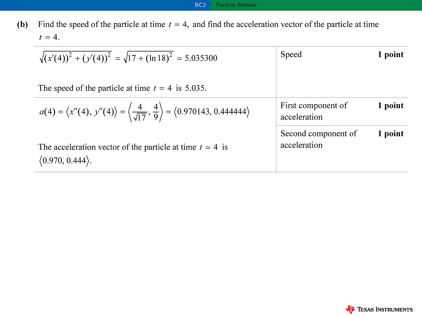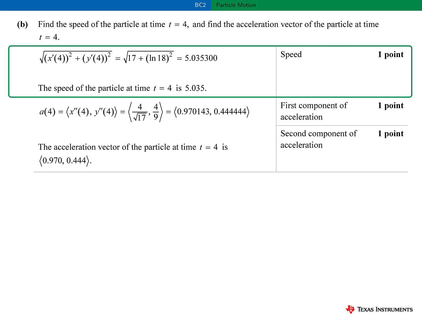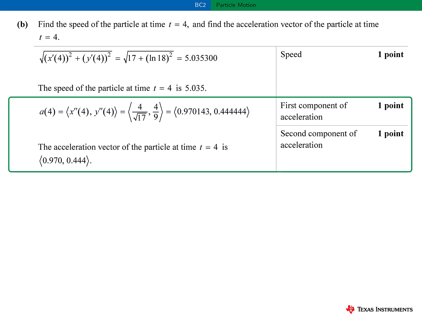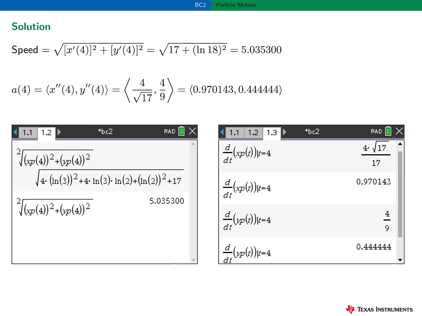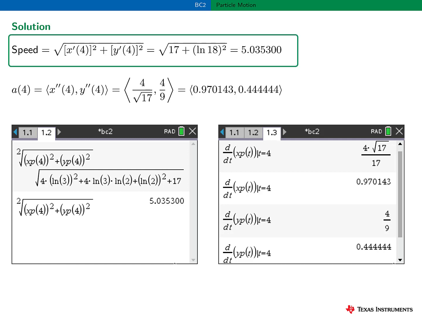Part B was worth 3 points. The first point was for the correct speed, with of course supporting work. And the second and third points were for the acceleration vector components. Again, we need to translate the question into mathematics and use the correct formula.